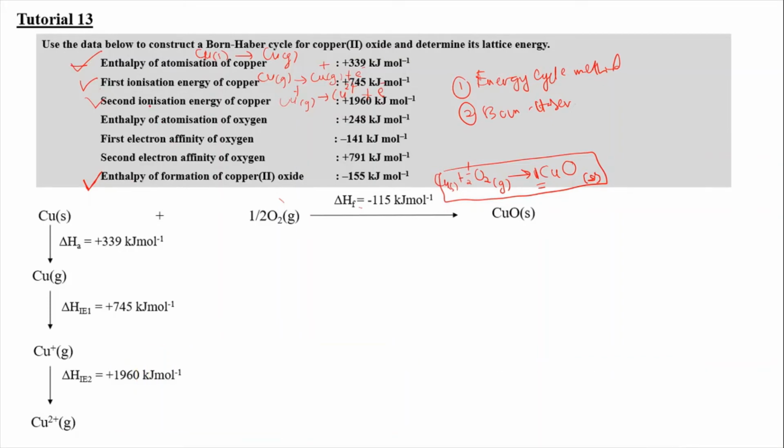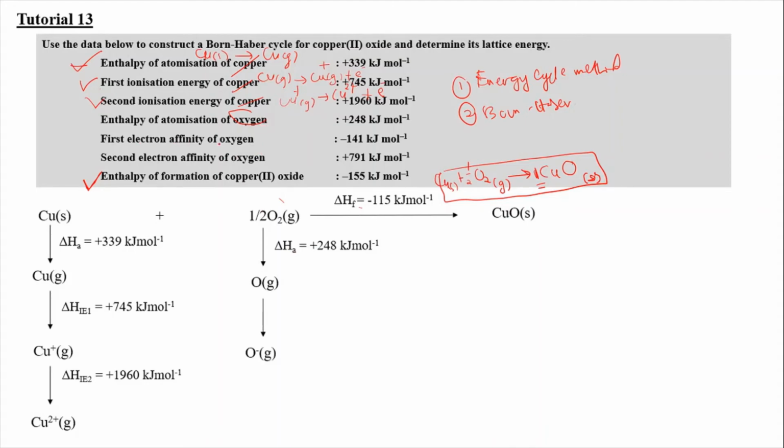All right. Now we look into the oxygen part. We have done with the copper. Now we look into oxygen. So enthalpy of atomization of oxygen. So half oxygen, it's going to be 1 mole of oxygen. And this is going to have an enthalpy value of 248, where Ha refers to atomization of oxygen.